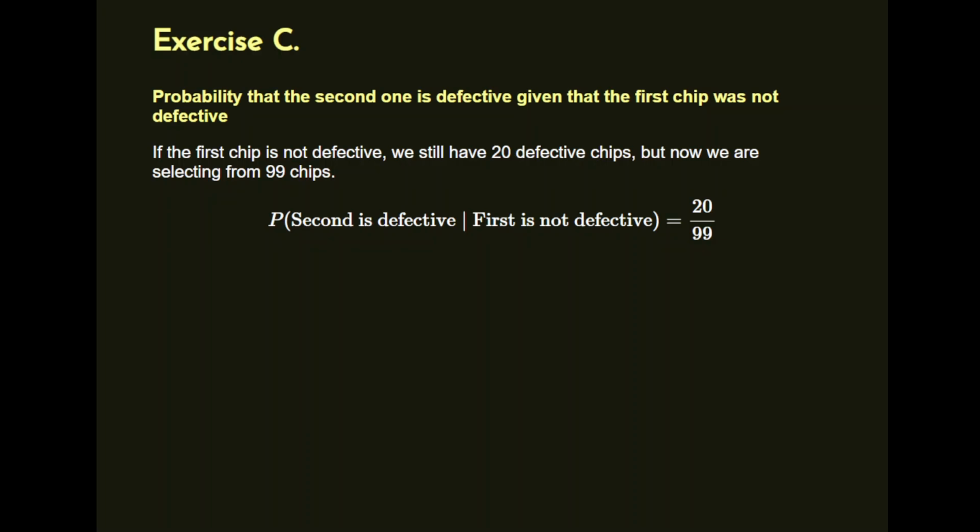Now, the probability that the second one is defective, given that the first one is not defective. So this is the opposite case to exercise B. We've taken a chip out and it's fine. It's not defective. That means there are 99 chips left and 20 of them are defective. So all of the original 20 defective chips are still there. So in this case, the probability of the second is defective, given that the first one is not defective, is 20 divided by 99.